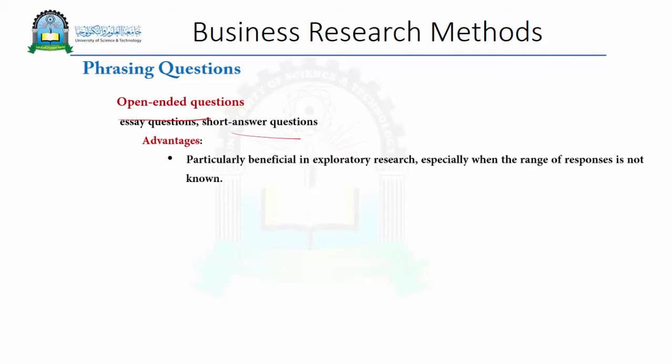The first advantage is that it is particularly beneficial in exploratory research, a research in which we are going to explore whether there is a problem or not, especially when the range of the responses is not known. The second advantage is identifying which words and phrases people spontaneously give. From the frequency of the answers, we might get some words that are recurrent or occur again and again, so you can focus on them for other research.